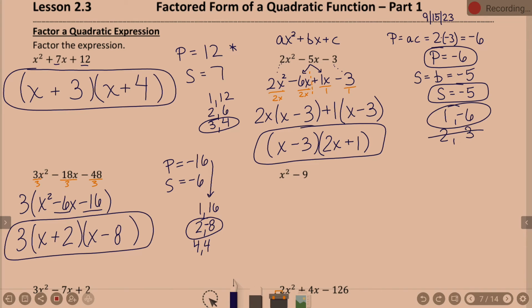Does it matter which order you put your parentheses in? No. I would definitely put the 3 out front, but if you said your answer is 3 times x minus 8 times x plus 2, you're good to go. That's equivalent. Okay?